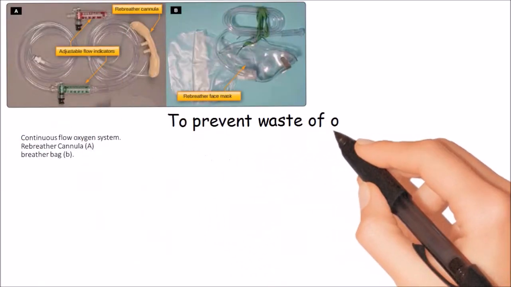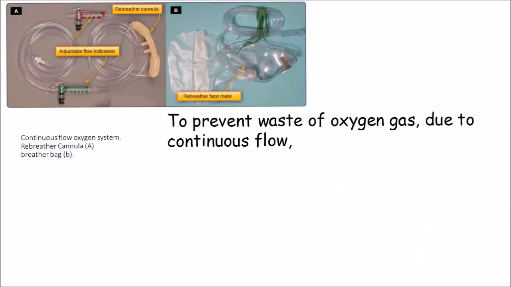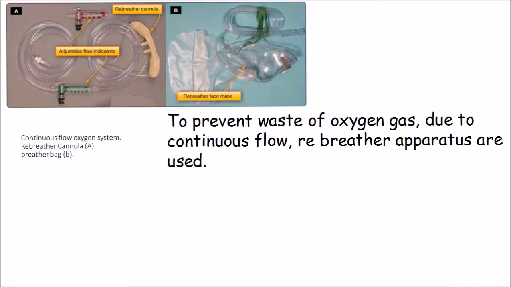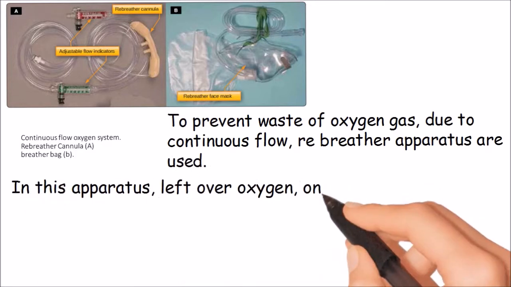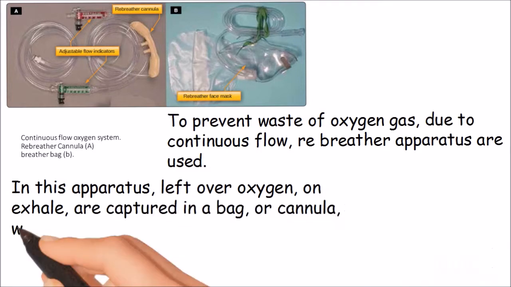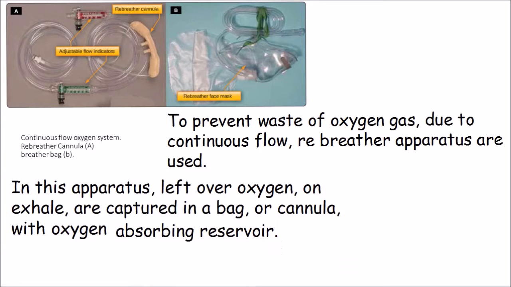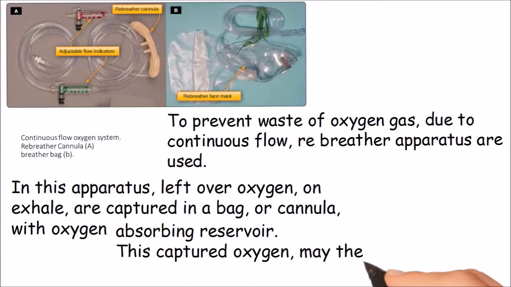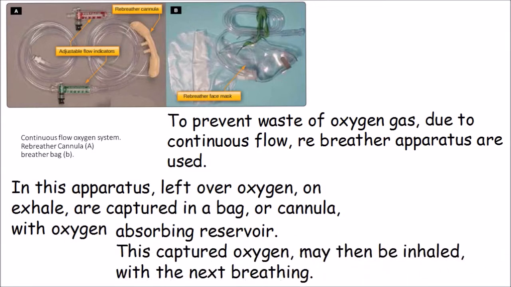To prevent waste of oxygen gas due to continuous flow, rebreather apparatus is used. In this apparatus, leftover oxygen on exhale is captured in a bag or cannula with an oxygen absorbing reservoir. This captured oxygen may then be inhaled with the next breath.